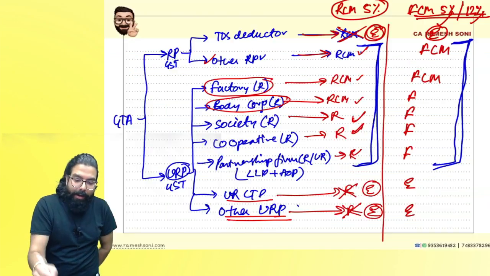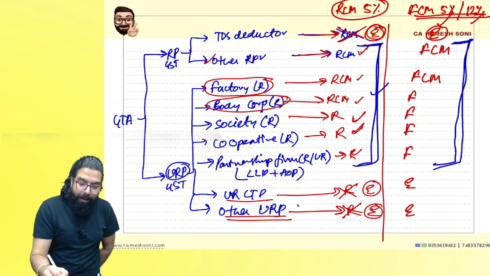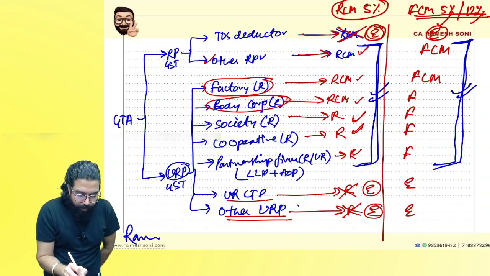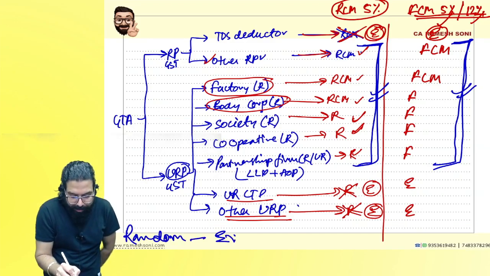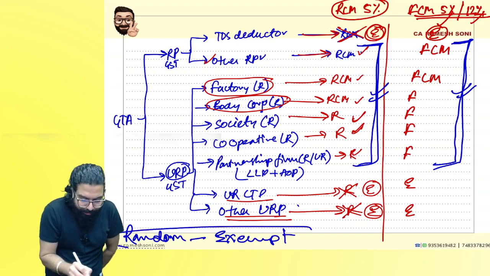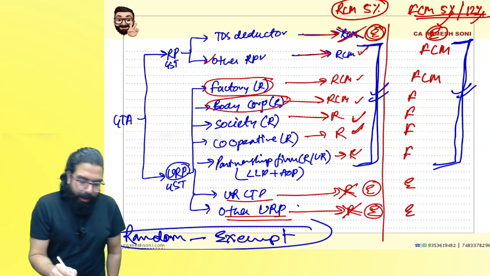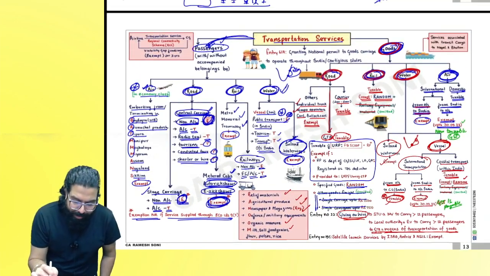Are we clear, everyone? Now you tell me one thing, how will you remember? Wherever GST is there, remember, if it is random item, it shall be A. That's it, everyone. If you remember this much, you will be able to do it in the exam. Can we go ahead, everyone? Everyone over here now, listen to me very carefully.